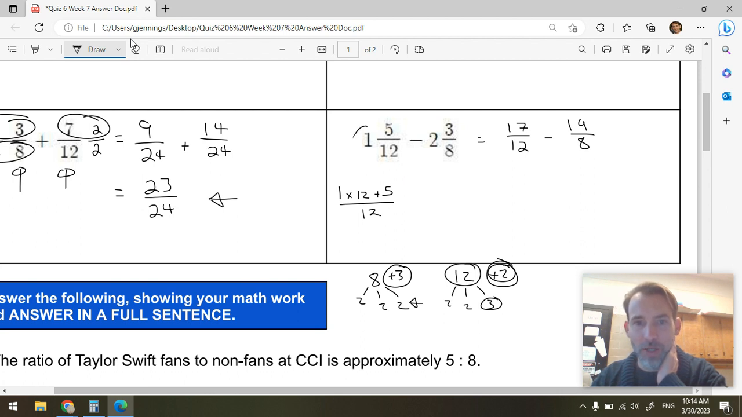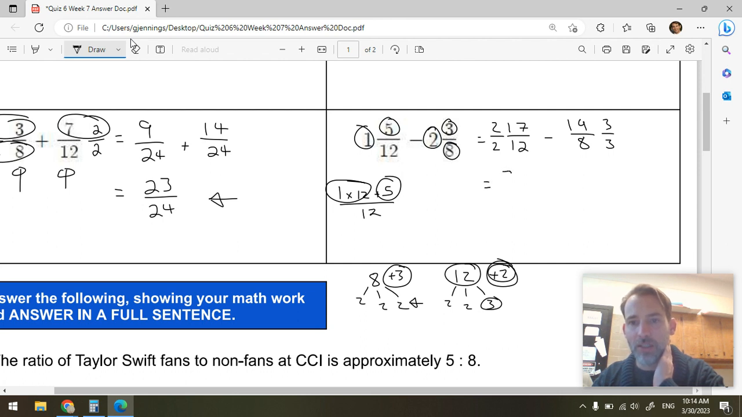This 1 is 12 twelfths, so there's my 12 twelfths, and then I add these 5 twelfths, there's my 5 twelfths, altogether 17 twelfths. All right, same thing with the 2. 2 times the 8 is 16, plus 3, 19. All right, now create our common denominator, same fractions, we multiply top and bottom, same factors we're adding in, actually. This is 34 over 24 minus 3 times 19, that's 57 over 24.